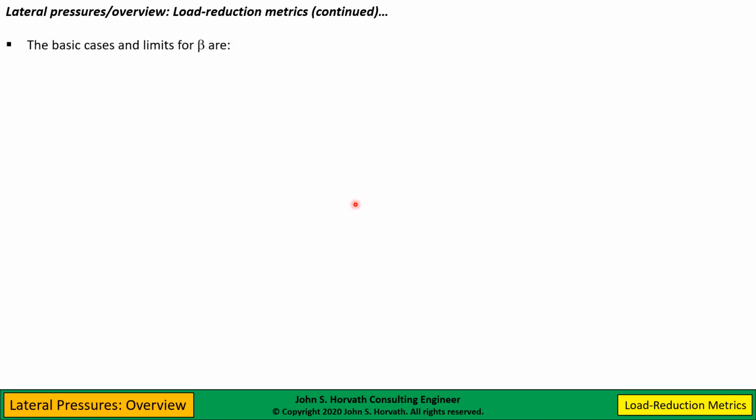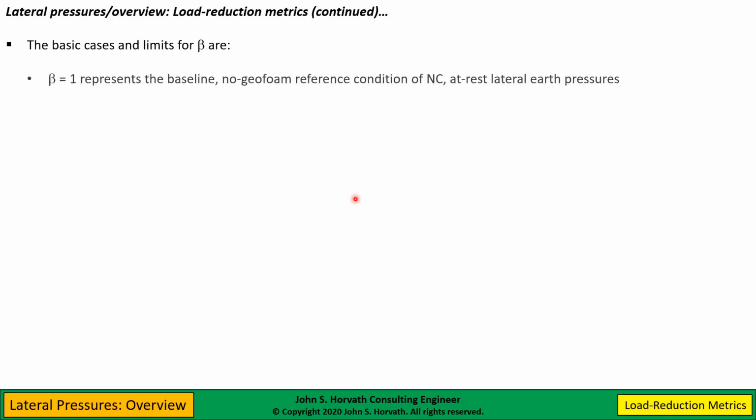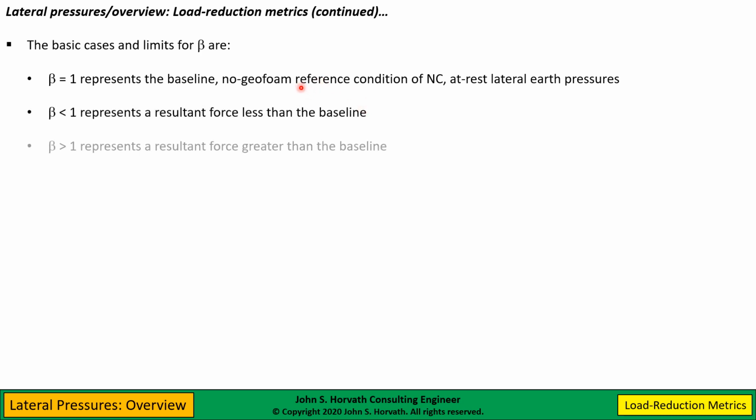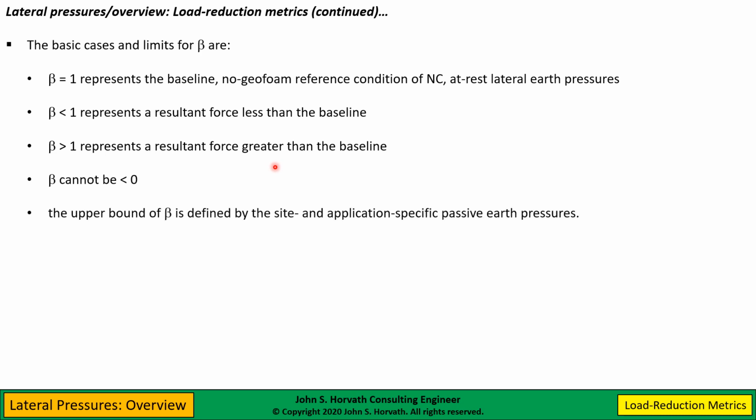Some basic cases and limits of beta. Obviously, beta of 1 represents the baseline no-geofoam reference case for normally consolidated at-rest lateral earth pressures. Beta less than 1 means lower force than the baseline. Greater than 1 means resultant force greater than the baseline. A beta cannot be negative, and it does have an upper bound that's defined by the site and application-specific passive earth pressures.